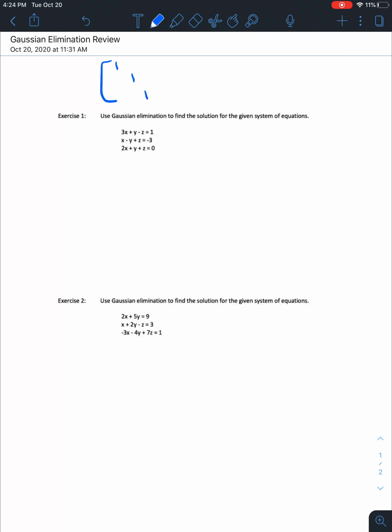Remember, when we're doing Gaussian elimination, we want to get it in row echelon form, which means I want ones in my diagonals. I don't really care what the numbers are in the little squiggly line. I need ones in my diagonals and zeros before my ones, okay?